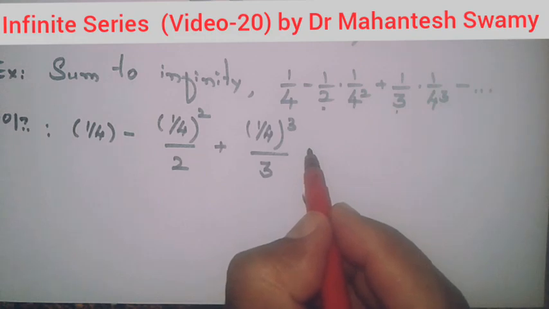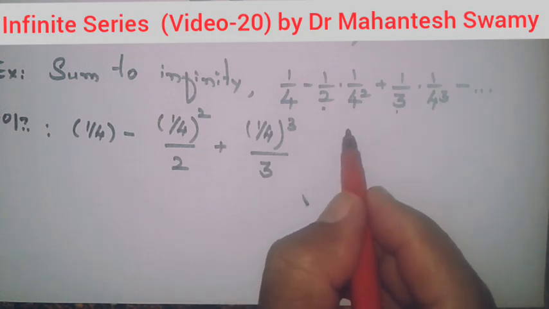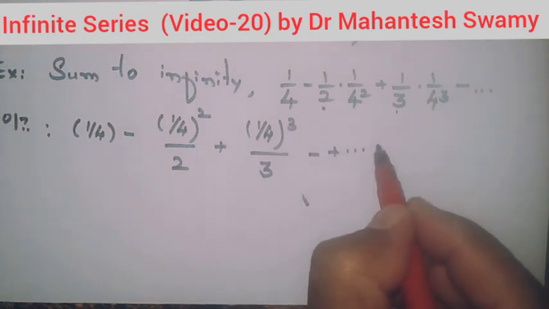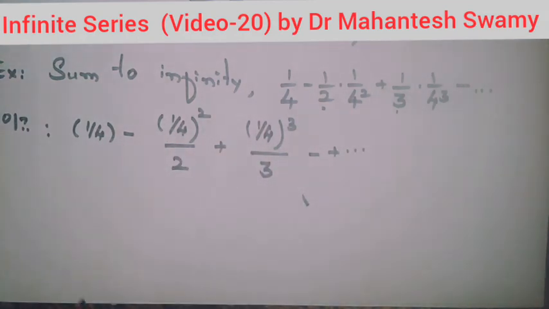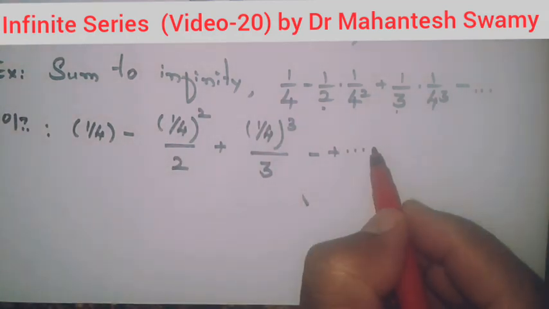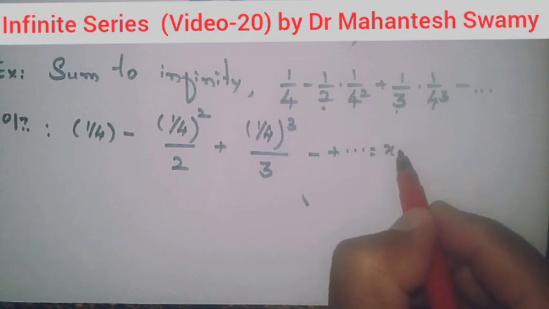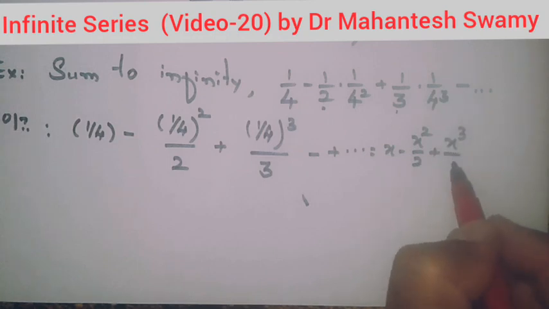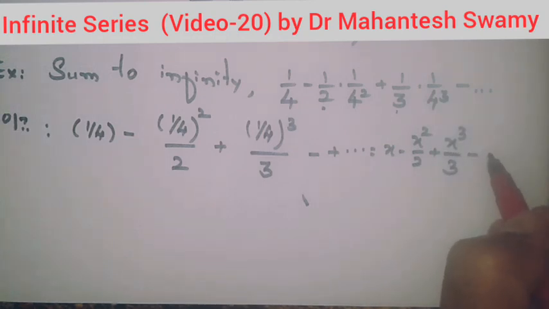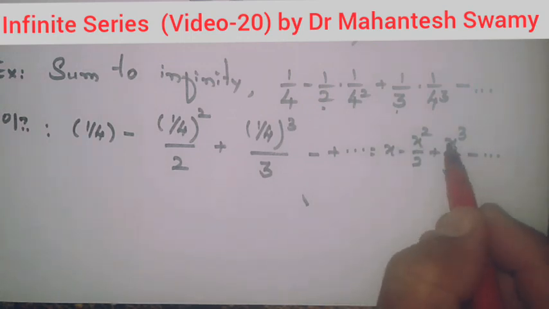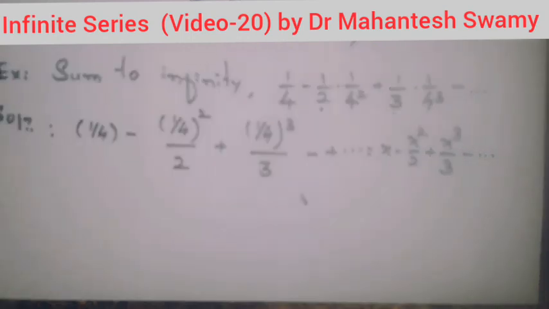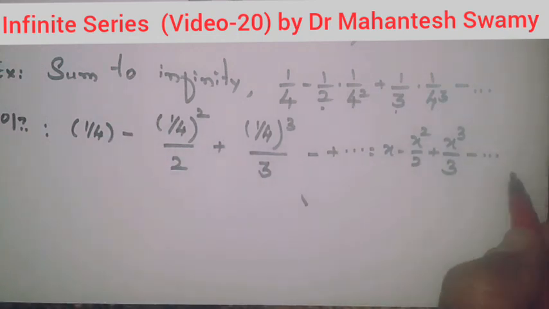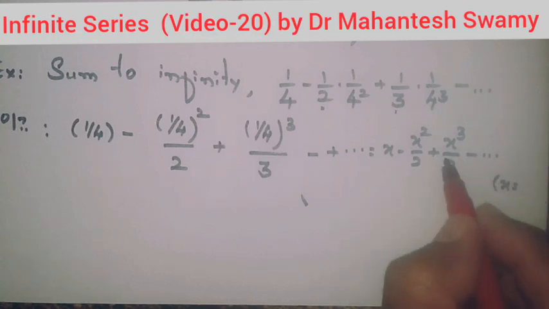And similarly there will be a term with minus 1 by 4 whole to the power of 4 by 4, like that, alternately plus and minus, and that is the series I have over here. And I can compare this with my standard series, that is x minus x square by 2 plus x cube by 3 minus x to the power of 4 by 4 dot dot dot. So this is the standard series with which I can compare the given series, and I can say that in this case the value of x is 1 by 4.